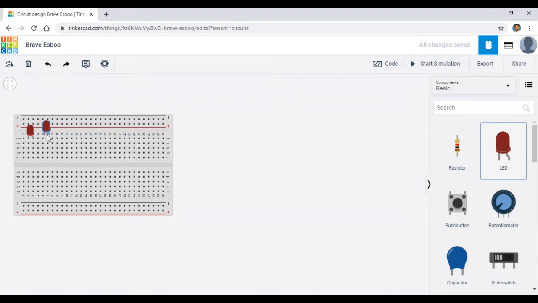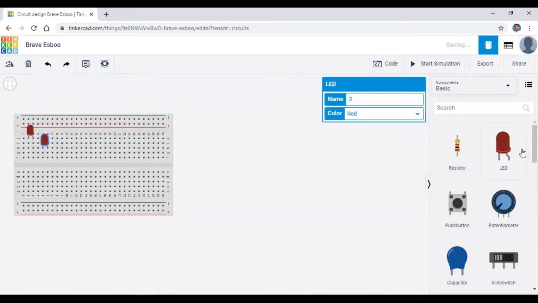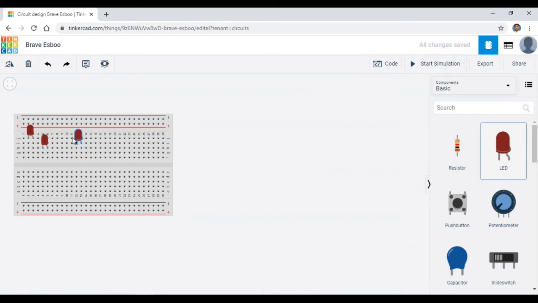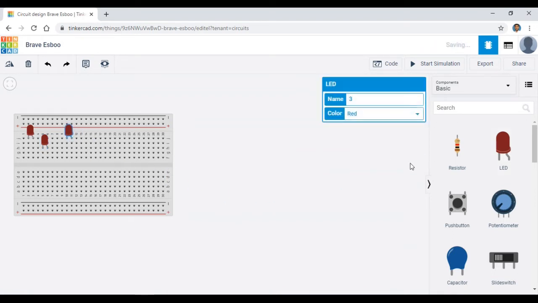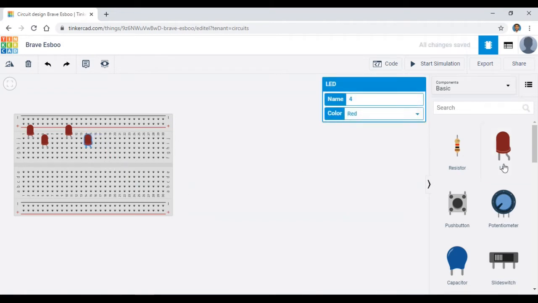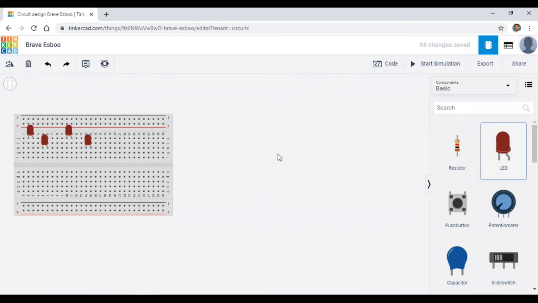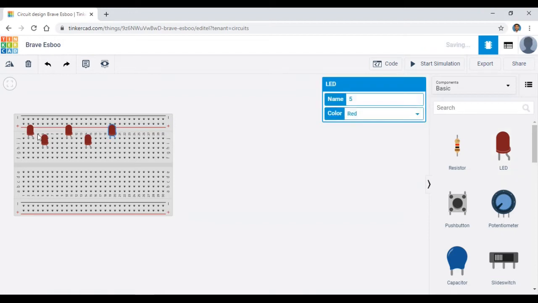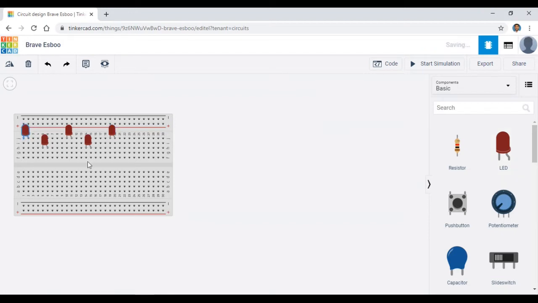One, this one is 2, and 3, 4, and 5. LEDs I have taken.